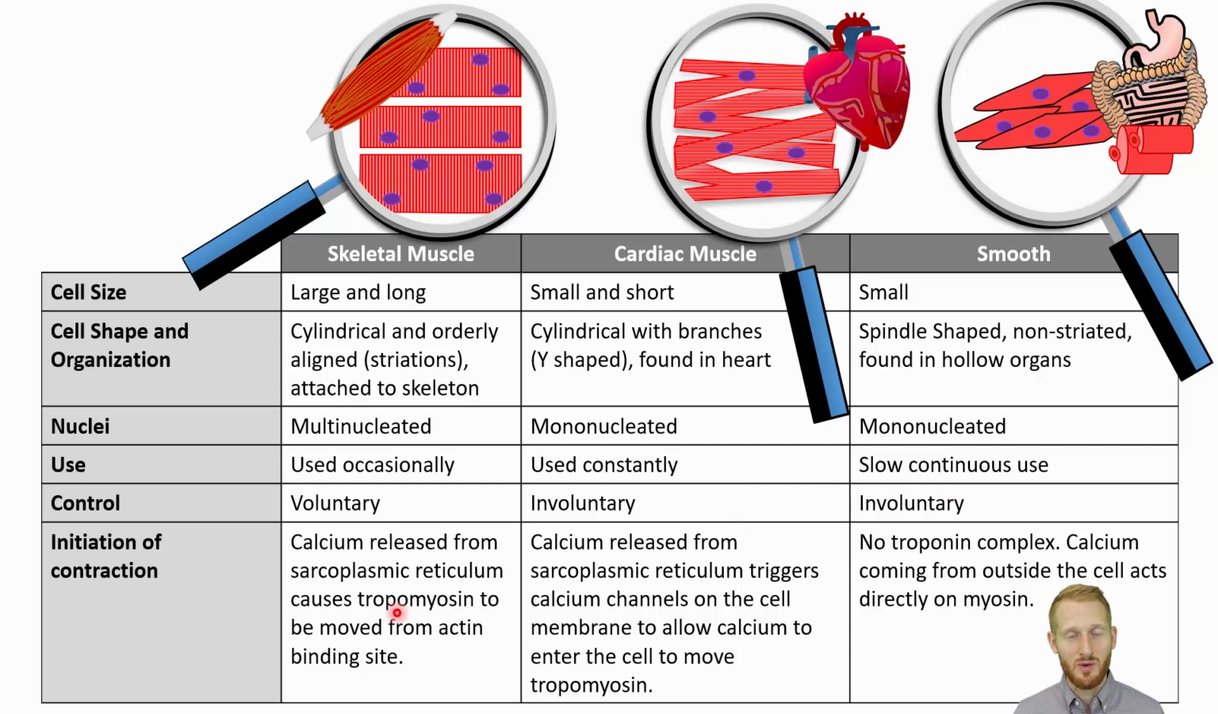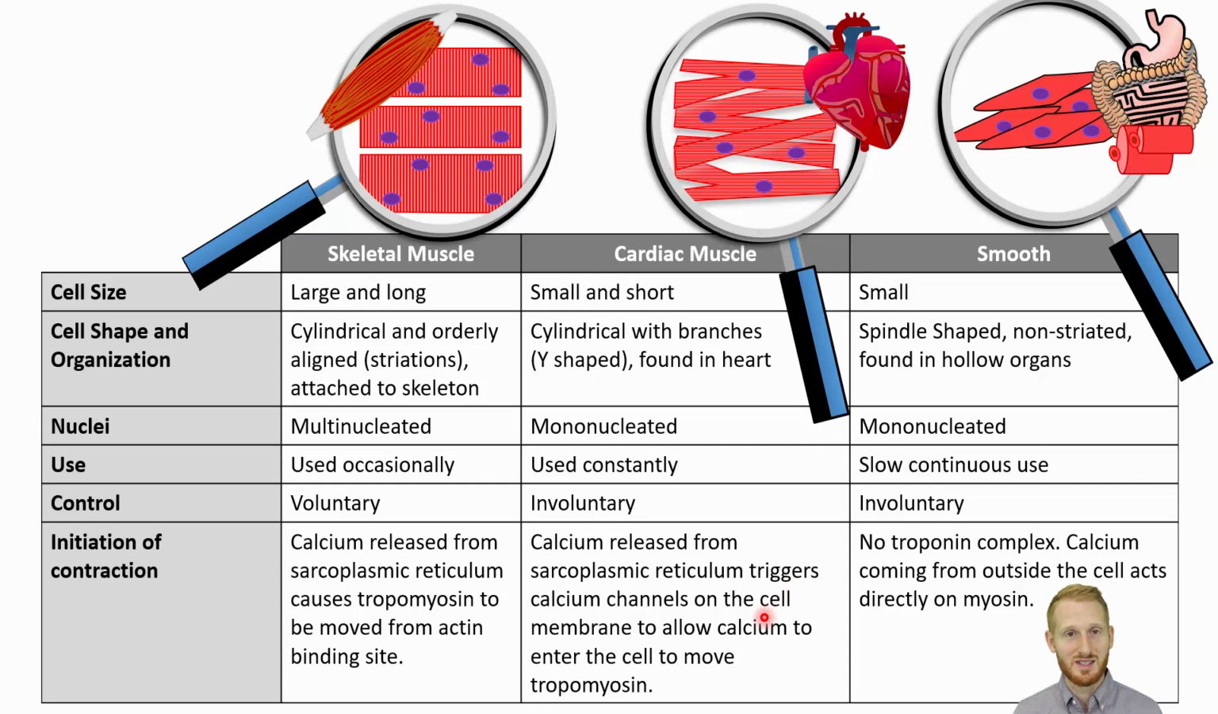And the last major difference I want to talk about between the three types of muscle is the source of calcium used for the initiation of muscle contraction. All right, so calcium is used for all three of these in order to initiate the muscle contraction. In skeletal muscle, it mostly comes from the sarcoplasmic reticulum, which is an organelle inside the cell itself. In cardiac muscle, the calcium is going to be in the sarcoplasmic reticulum or endoplasmic reticulum, and it's going to be released from there just like it was in skeletal muscle.